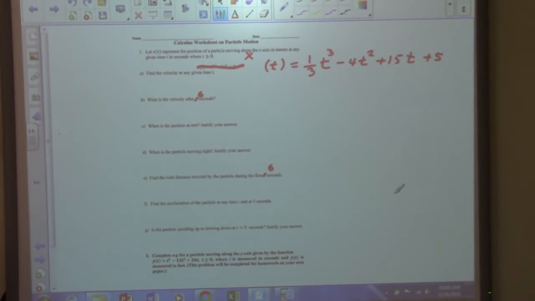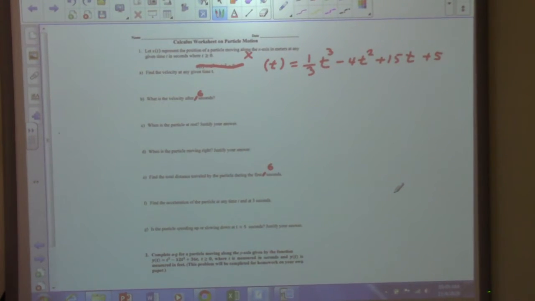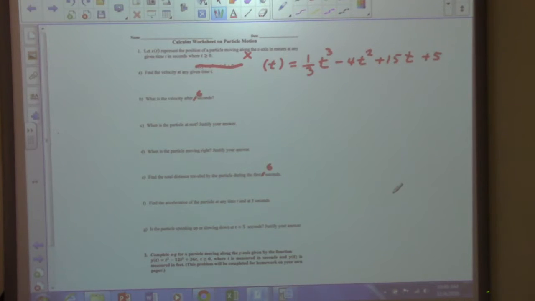All right, ladies and gentlemen, we're going to go over this here. We've been working on this for the last few minutes. Okay, we have here, find the velocity at any given time t. What is going to be our strategy on this one here?